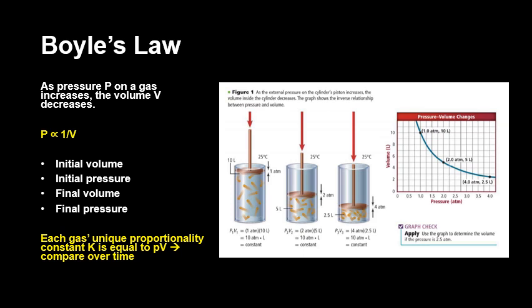Often you will know 3 of these variables and need to find the 4th. The initial volume and pressure, for instance, along with the final pressure, can be used to find the final volume. The gas proportionality constant is not necessary to solve equations like these.